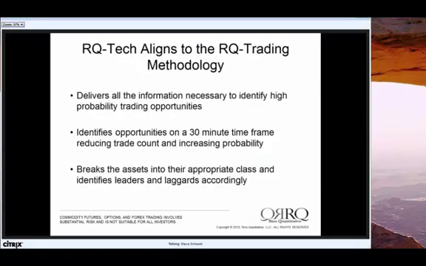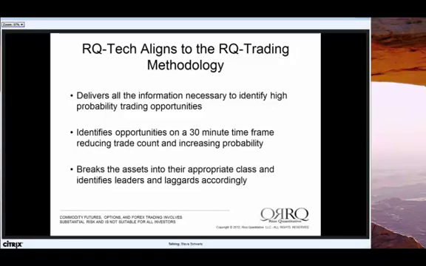So RQTech, to wrap it up, aligns to the RQ trading methodology, the RiosQuant trading methodology. It delivers all the information necessary to identify high-probability trading opportunities, or to identify what isn't high probability, in the form of a Gnostic or RQ channel trade. What appears may not truly mean that it will take place.